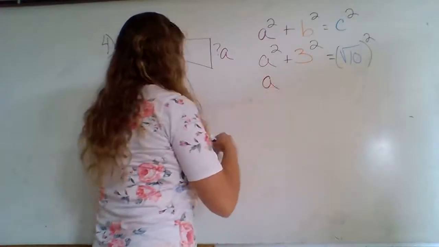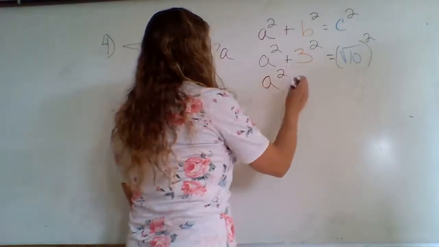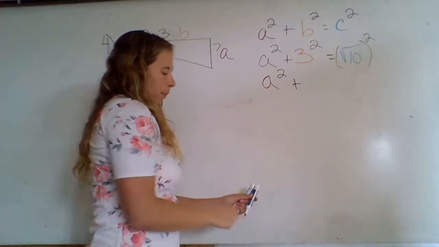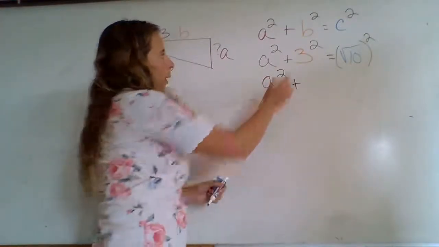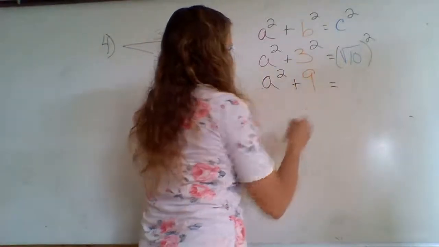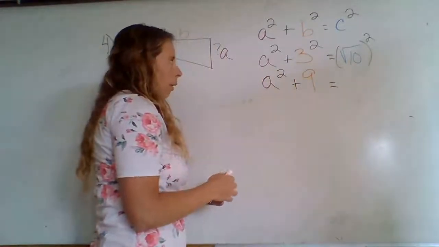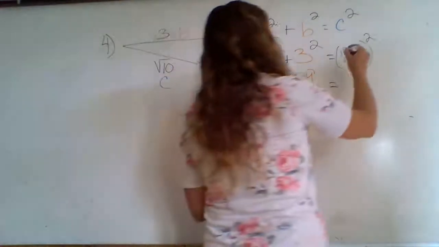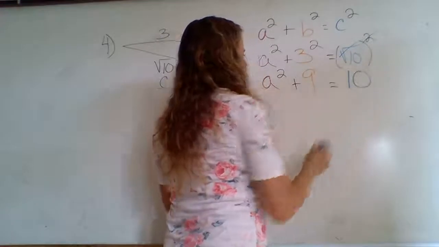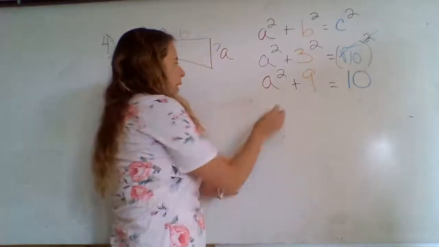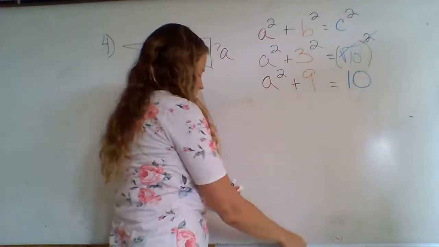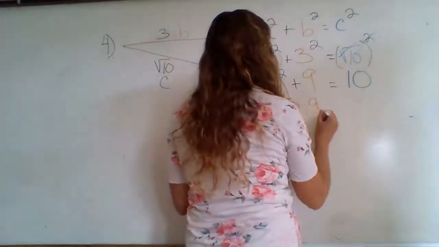So A squared plus 3 squared. What's 3 squared? That means 3 times 3, which is 9, equals the square root of 10 squared. Remember, these just cancel each other out. So you're left with 10. We're trying to solve for A squared, so you need to get this by itself. So we're going to subtract 9.